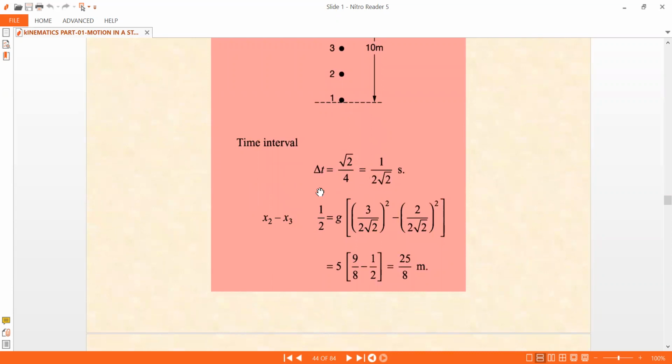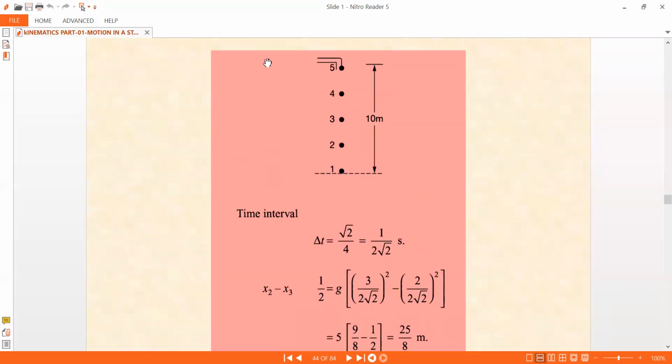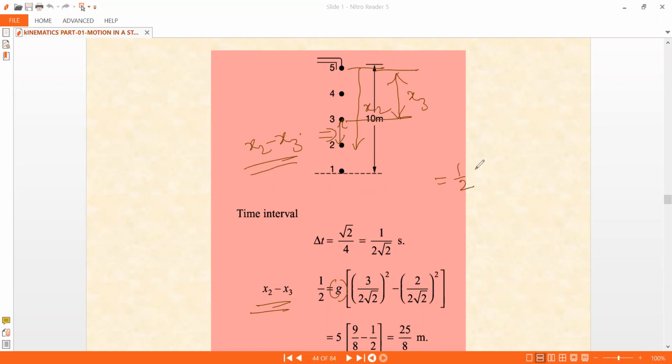So x2 minus x3 is the separation here. What is x2 basically? This entire thing is x2 and this entire thing is x3. So x2 minus x3 gives this separation. That is what is depicted here: half g into (3 by 2√2) whole squared minus (2 by 2√2) whole squared.